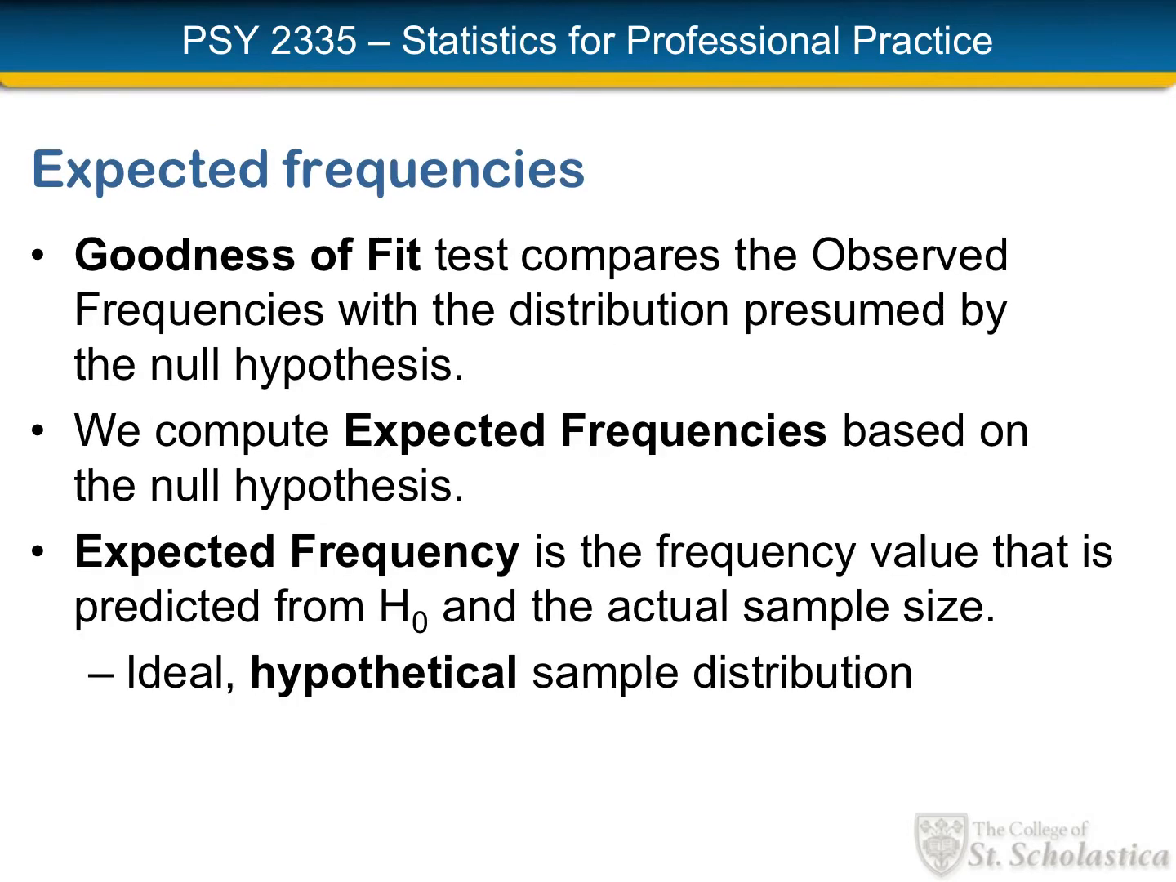So our chi-square goodness of fit test is going to compare the observed frequency count in a sample with the frequency count that we would expect if we presumed that the null hypothesis were true. And in order to do this test, we have to compute what the frequency count would be, what we would expect if that null hypothesis were true, and we call those the expected frequencies. It's the one that we would predict from that null hypothesis, and it's sort of an ideal or a hypothetical sample to which we're comparing our actual sample.